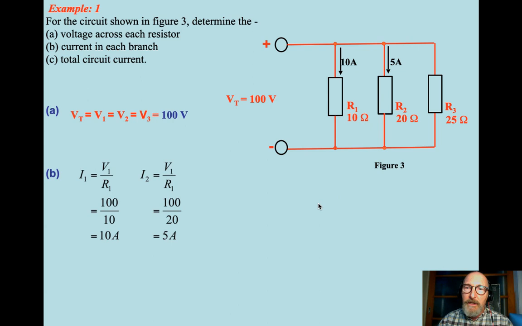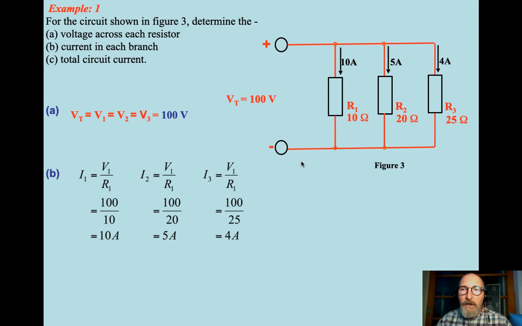Resistor 3 has 100 volts across it, and it will also have a current going down through it. That will be equal to I equals V on R, so it'll be the 100 volts divided by the 25 ohms, and of course that gives 4 amps. At this point in the slide, can you work out what the total supply current might be?